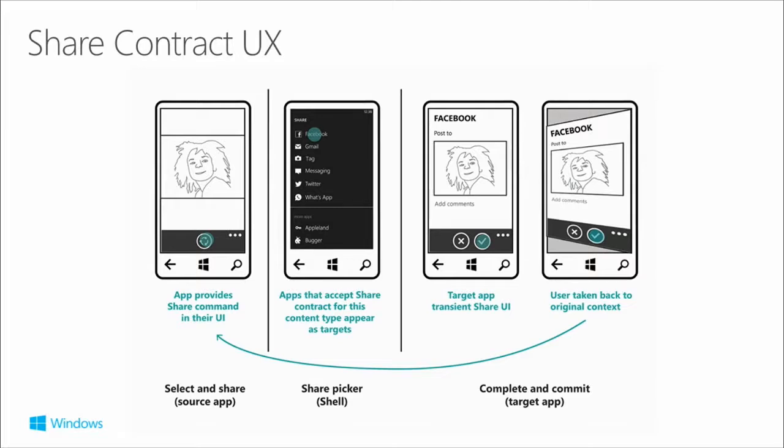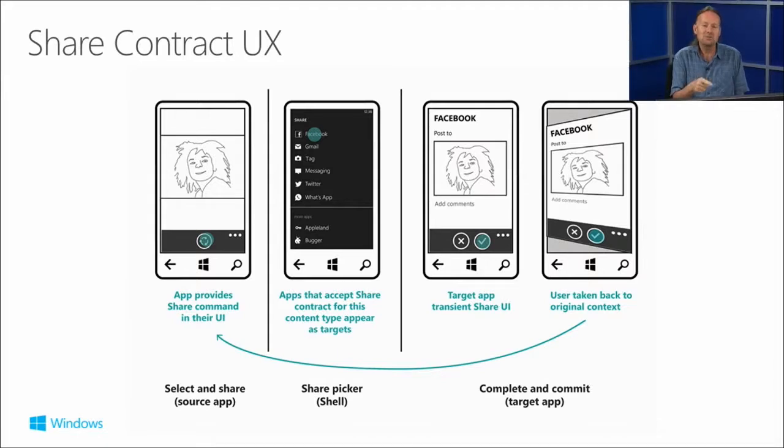Now what happens is the user taps that. You make a simple call from your source out to the shell to say, hey, I've got something to share. The shell calls back to you and says, what have you got to share? And you say, I've got a picture to share, or I've got text, or I've got HTML, something like that. At that point, it bounces back to the shell, and the share picker is displayed to the end user, where the apps installed on the phone that have registered through the share target contract, that know how to handle the content the source app is sharing out, will be listed.